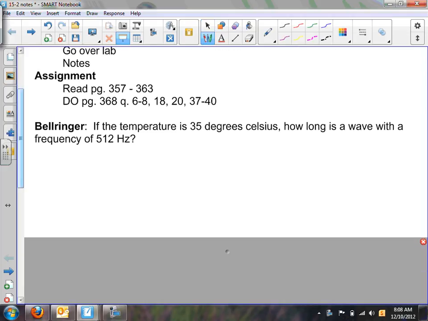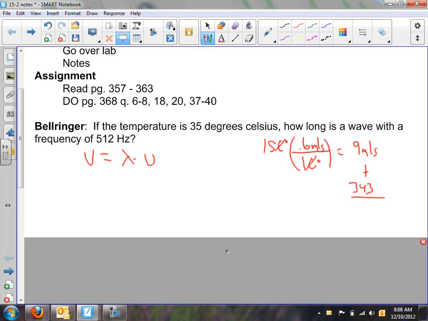So how long is a wave? We're looking for a wavelength. We know frequency. We know those are related by the speed of light. If we're at 35 degrees, we can't use 343. We're 15 degrees Celsius change from that. Speed changes by 0.6 meters per second every 1 Celsius degree. Take your 15 times 0.6 and you get 9 meters per second. So instead of 343, you actually have to add a 9 to that to get 352 meters per second.